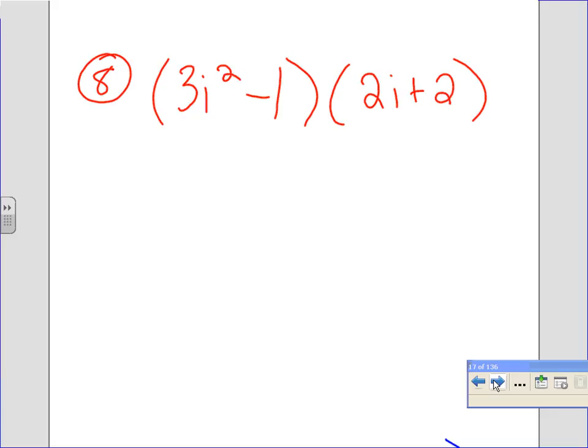Okay. Number 8. I want you to do this one on your own. The first step of it. So 3i squared minus 1, and then 2i plus 2. Do the FOIL part of it: first, outer, inner, last. Just the first step on your own.